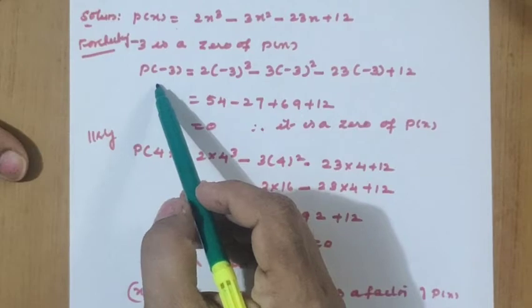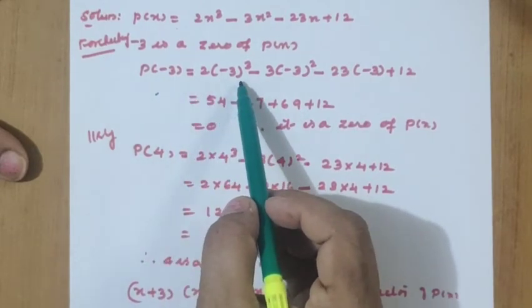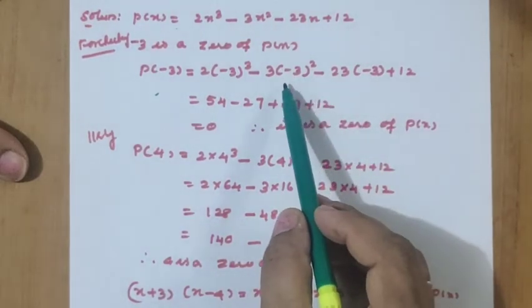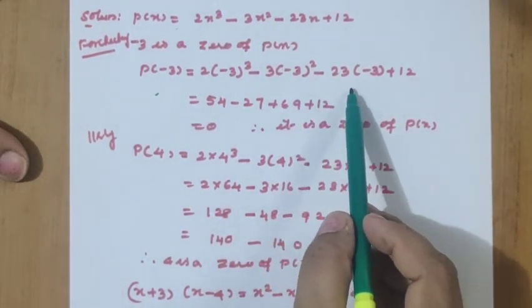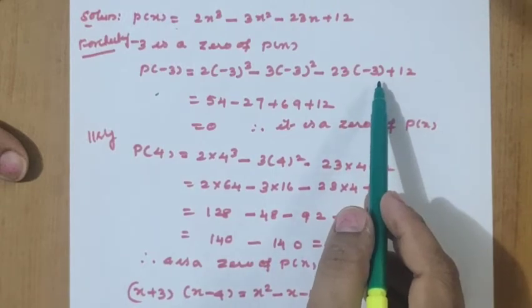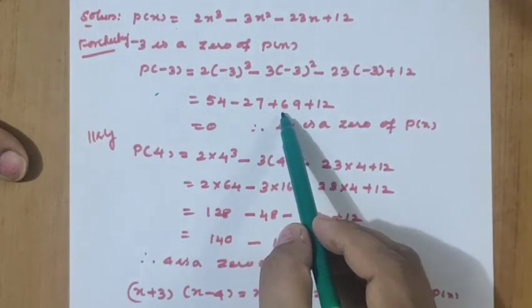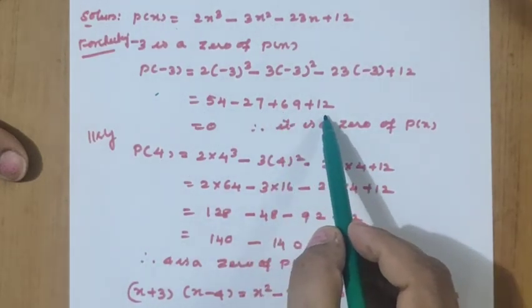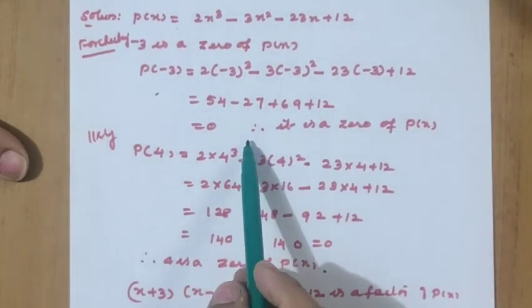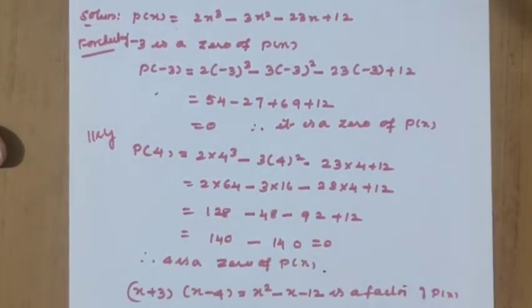So we are finding P of minus 3. So P of minus 3 equal to 2 into minus 3 whole cube, minus 3 into minus 3 whole square, minus 23 into minus 3, plus 12. That means all x will be replaced by minus 3 only. So 54 minus 27 plus 69 plus 12. So if we add, what will happen? We will get equal to 0. Therefore it is a zero of P of x.